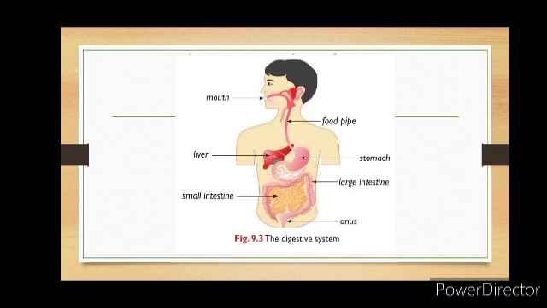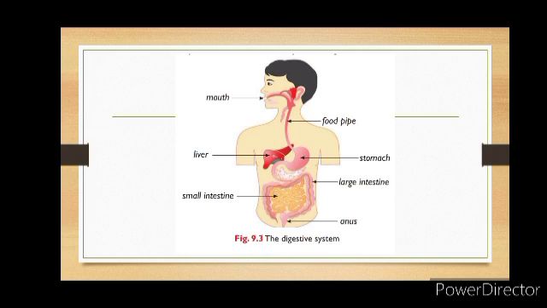The next part of the digestive system is the small intestine. Food from the stomach enters the small intestine, where the digestive juices from the liver and pancreas mix with it and further break down food into small nutrients. These nutrients are absorbed by the blood through the walls of the small intestine.